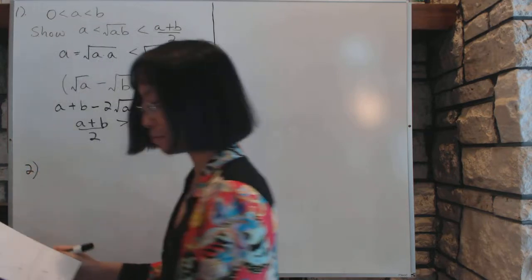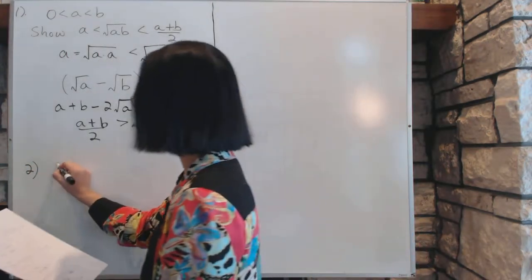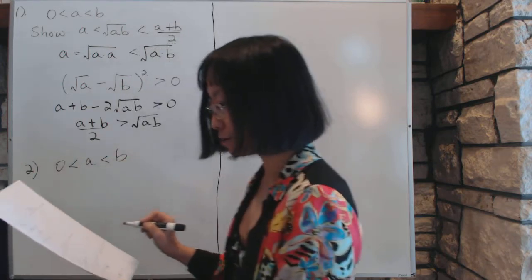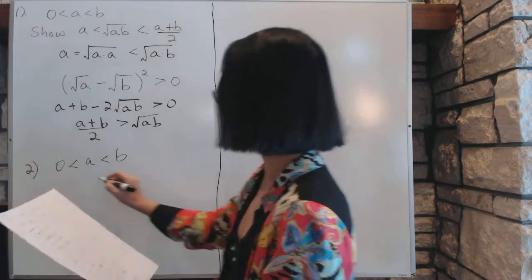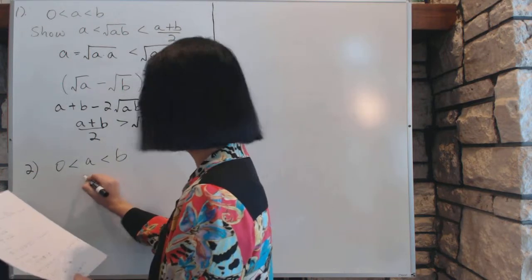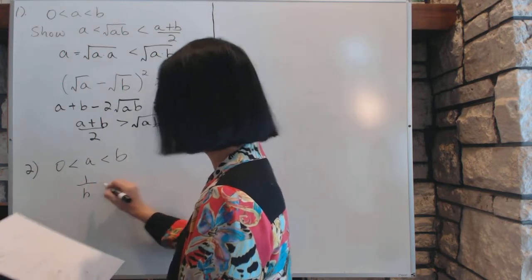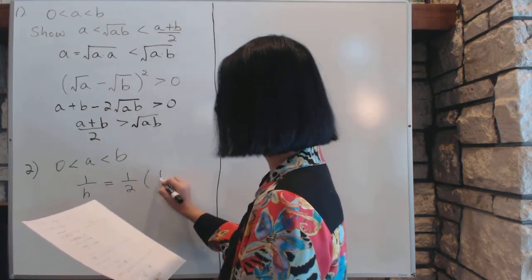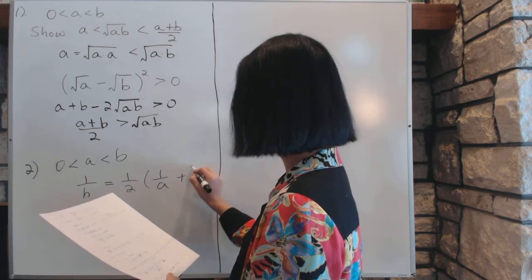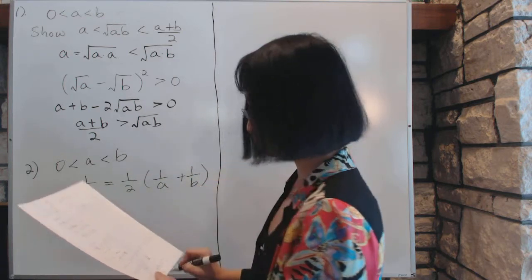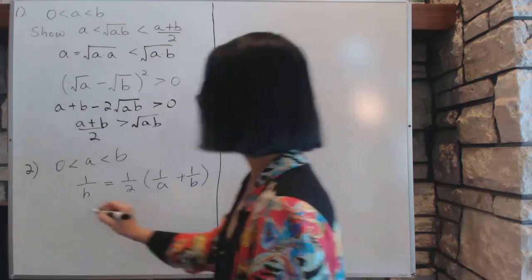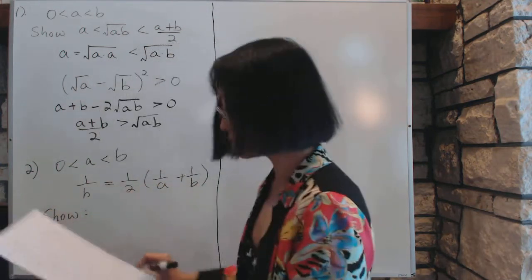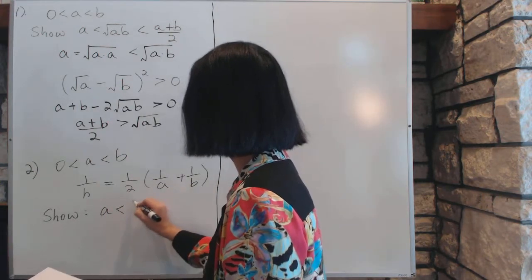The second challenging problem we have is, again, 0 is less than A less than B. And now we have to show this thing. And we have to define an odd-looking thing that looks like this: 1 over H equals 1/2 of (1 over A plus 1 over B). You have to show that H is between A and B.